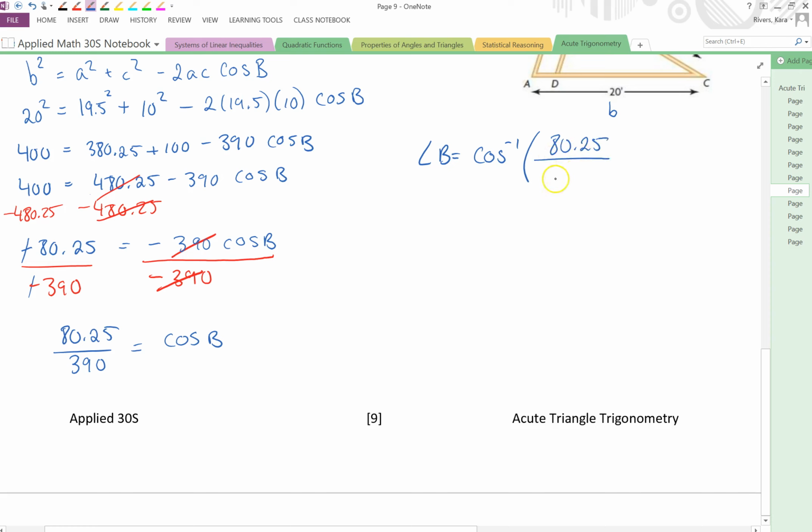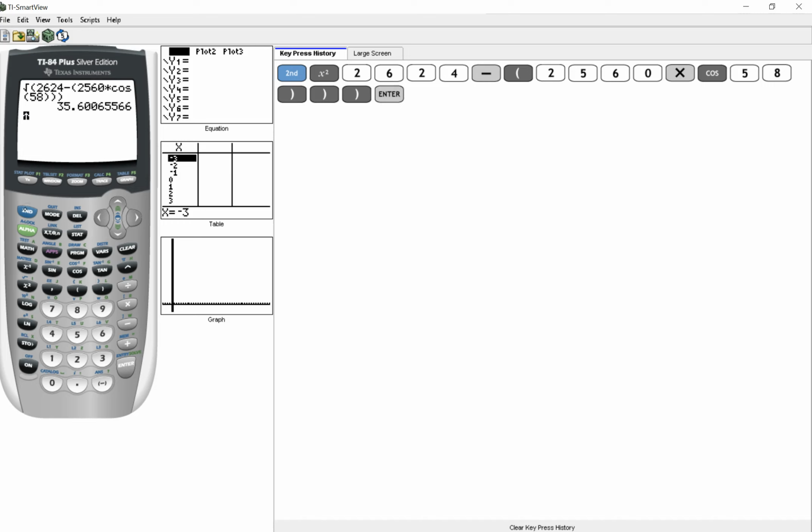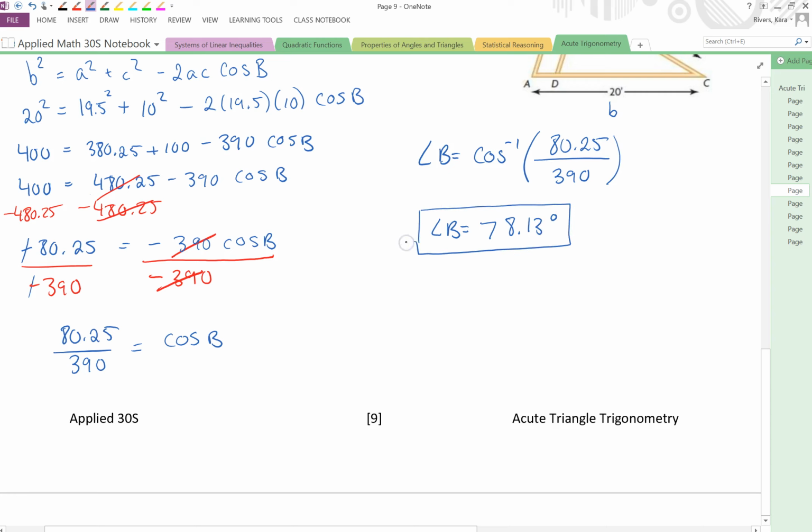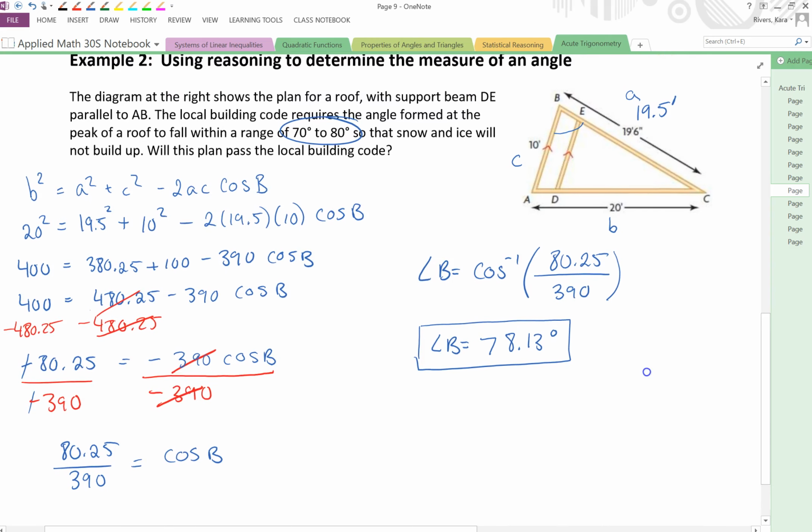80.25 divided by 390. Punch that into our calculators. We got second cos of 80.25 divided by 390. And that gives me 78.13 degrees. So that's how you solve for an angle using the cosine law.